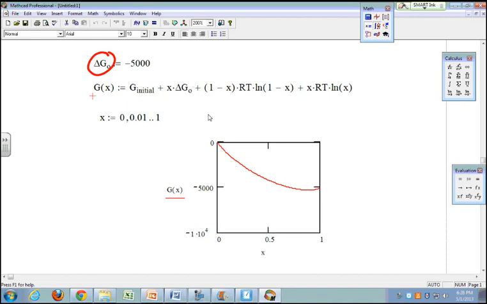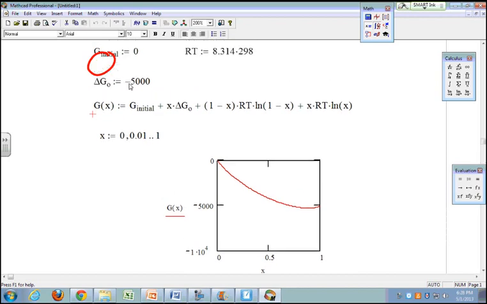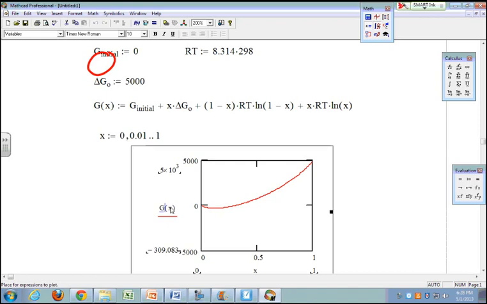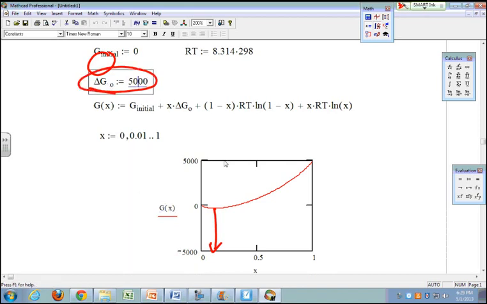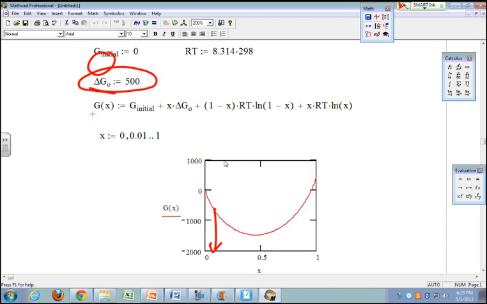All right. But what if I were to make my delta G naught positive? So if I make that positive, what happens? See, your point of equilibrium is going to be right here, closer to the reactant side. When delta G naught is positive, your reaction hardly goes forward. So if I make that a little less positive, let's make that 500, it can go a little further. So your point of equilibrium in this case would be right here. So that's how the Gibbs energy changes.